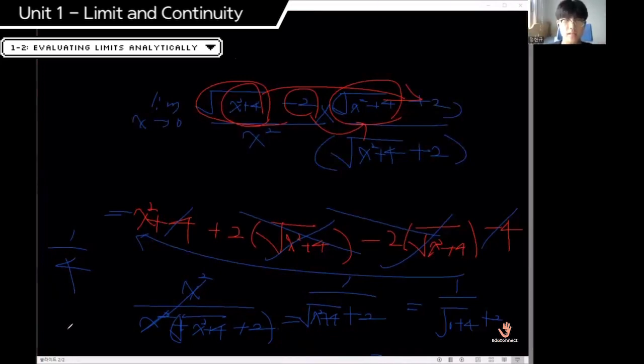And we use rationalizing the numerator in this case because I could not factor and I cannot use direct substitution.